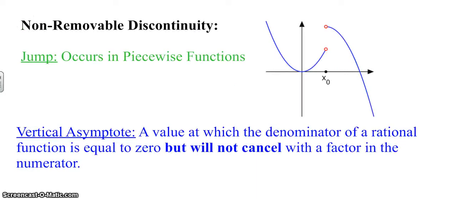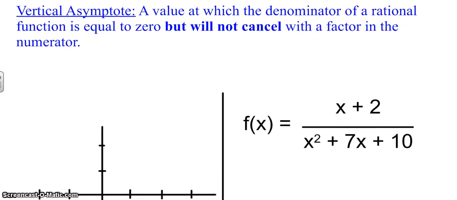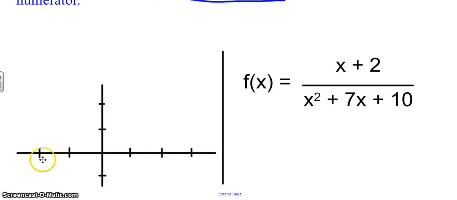Next are the non-removable discontinuities. Okay, you have to do a little more work to remove them, by redefining more things in your function than just canceling out one factor. The first one is a jump, but I told you we're not going to focus on those here. What I do want to focus on is a vertical asymptote. Just like a hole, it's a value at which the denominator of a rational function is 0. So we're thinking about domain, all of that. But in this case, it will not cancel with a factor in the numerator. So we're going to skip this graph for right now.